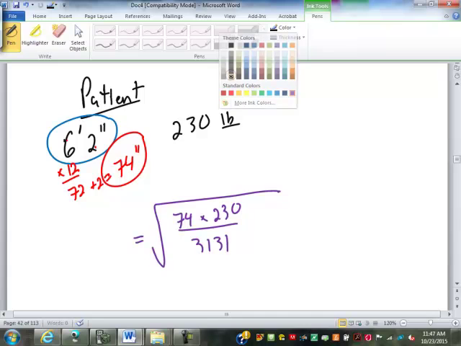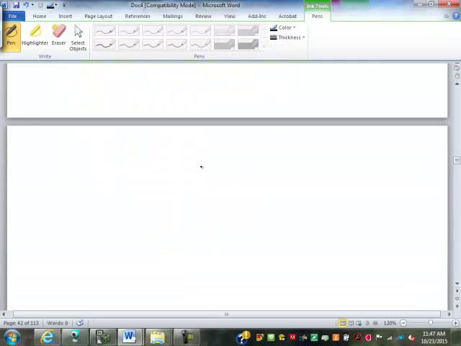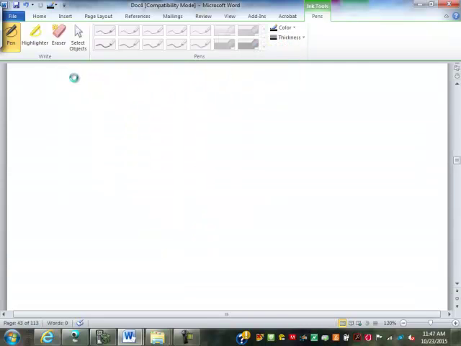So let's try one on our own. We have a patient who comes in at 5'11", weighing 195 pounds. Find the body surface area.